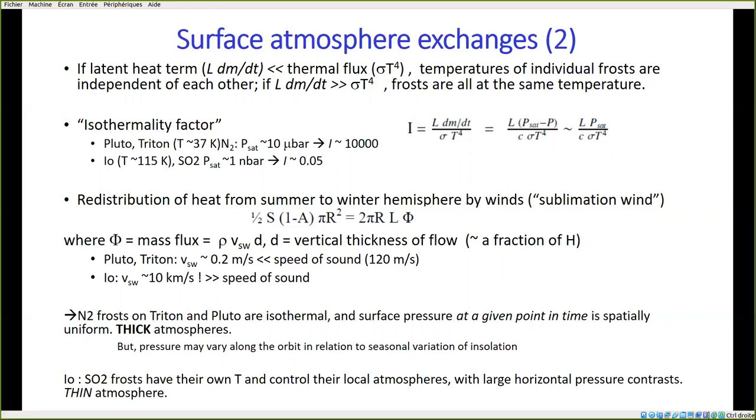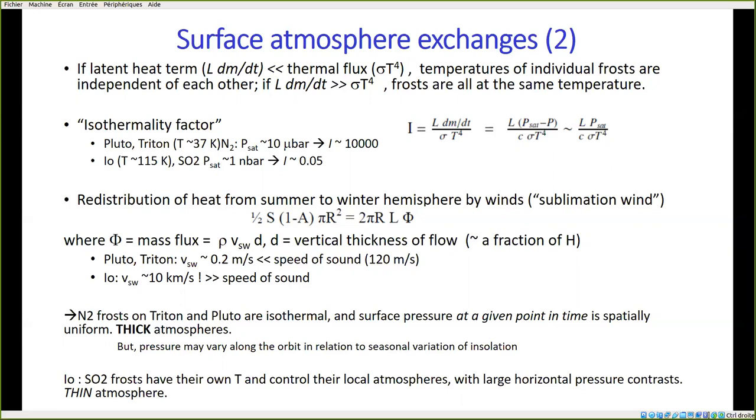So if we put numbers, this approach requires only modest winds for Pluto and Triton of 1 meter per second or less, which is comfortably less than the speed of sound. On Io, in contrast, due to the fact that the atmosphere is much thinner, the redistribution of heat by the winds would imply strongly supersonic winds, which of course is not a realistic case for maintaining a constant surface pressure. So clearly we have two different regimes.